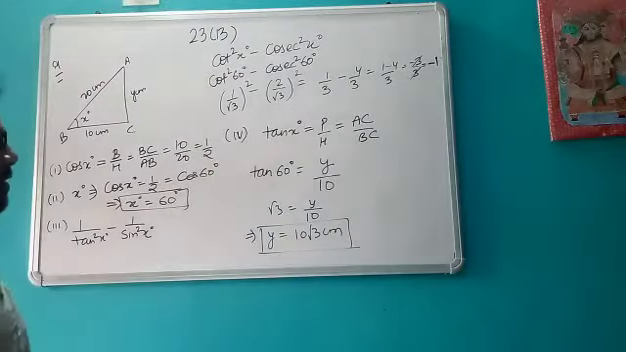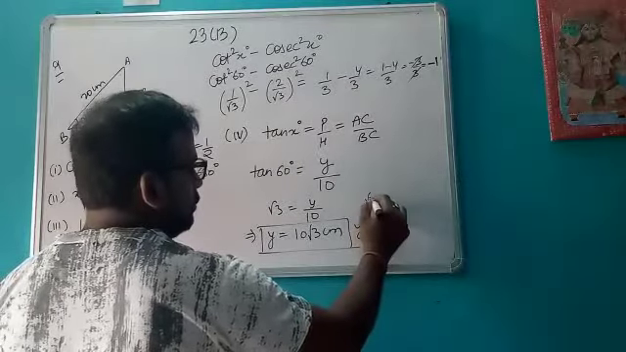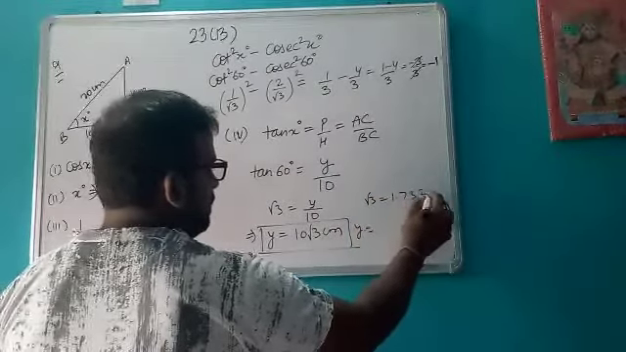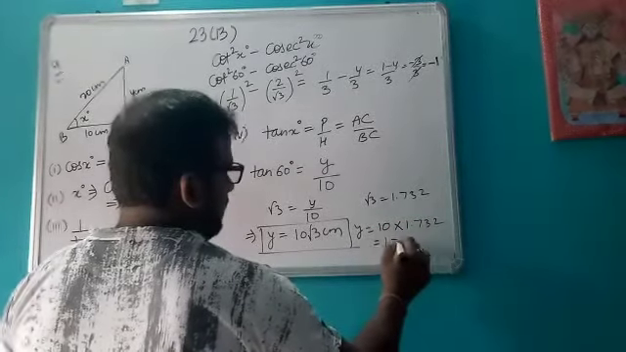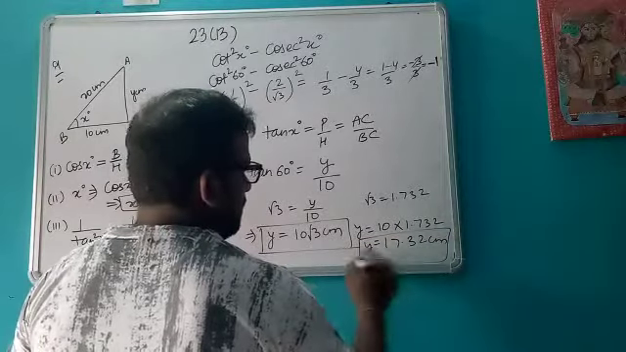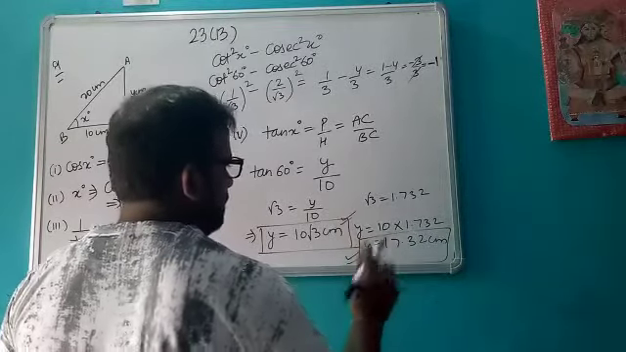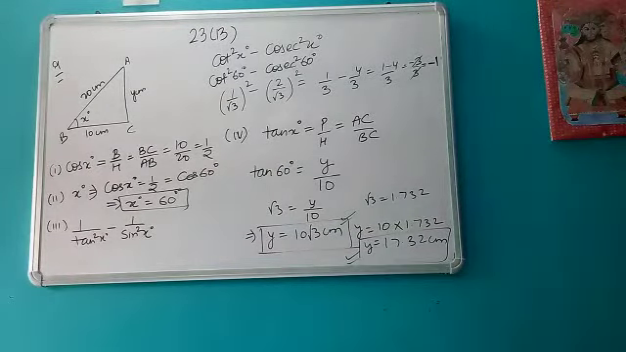Or if you want to find the value, then you can use root 3 is equal to 1.732. So you will get a value like this, 17.32 centimeter. Okay, so both the answers are correct. You can write any of these two answers. So this is how you can solve questions like so figures by using the standard values of trigonometric angles.